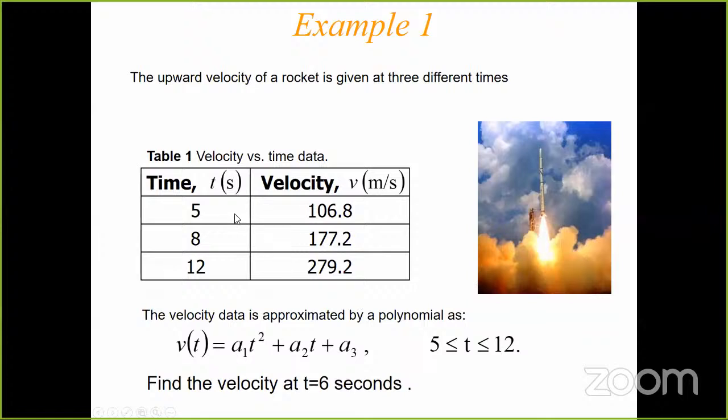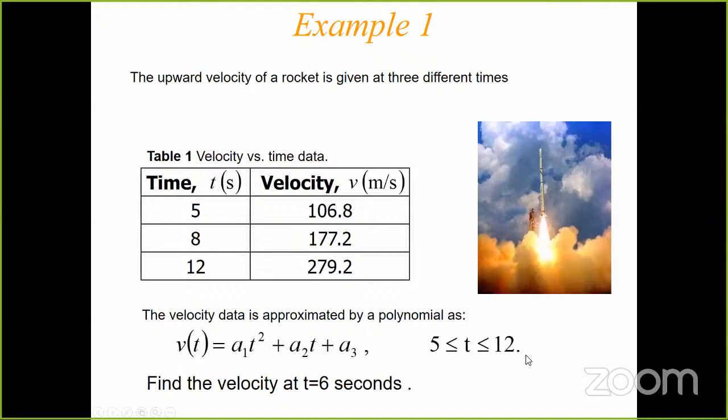You are not supposed to expect what the velocity must be before 5 seconds. We don't know, we don't have the data. What the velocity will be after 12 seconds, we also don't know. This is not a general expression. It is a general expression arrived at for a time limit between 5 to 12 seconds.